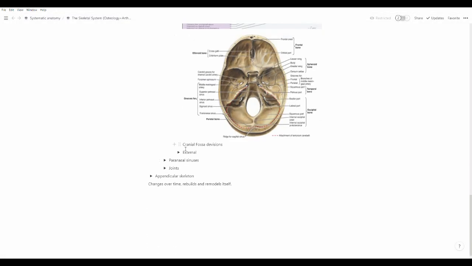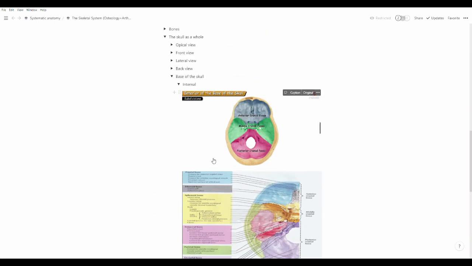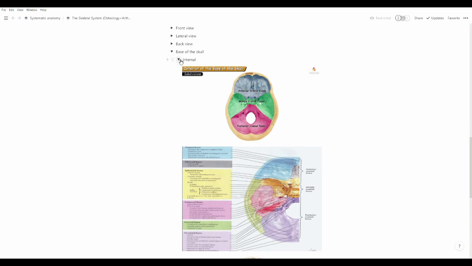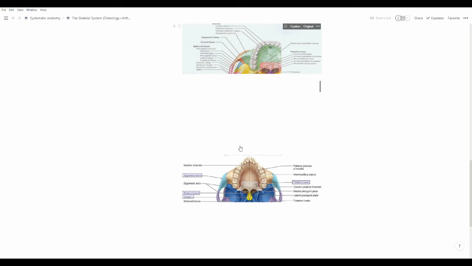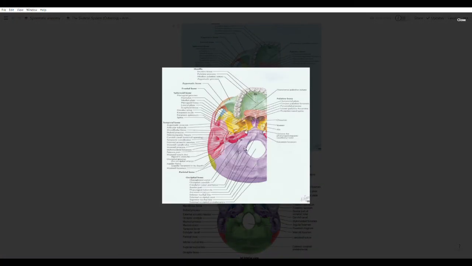Like I've mentioned, very important, it's divided into three cranial fossas. It has the anterior, the middle, and the posterior cranial fossa. It makes it easier to learn, actually, when you know the different fossa names. Now let's look at the external view of the bottom of the skull. Let's give it a second to load. Yep, so something to keep in mind, very important.